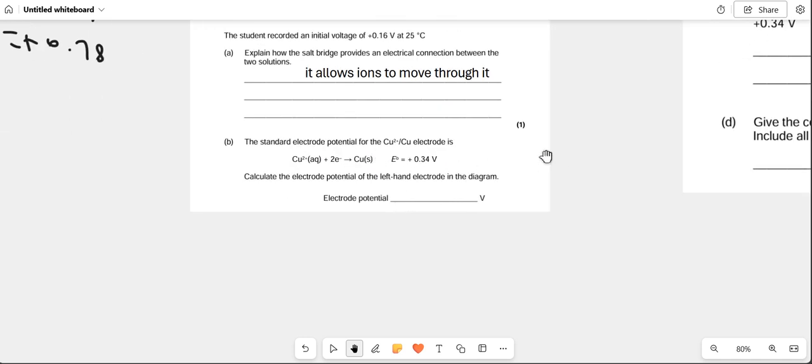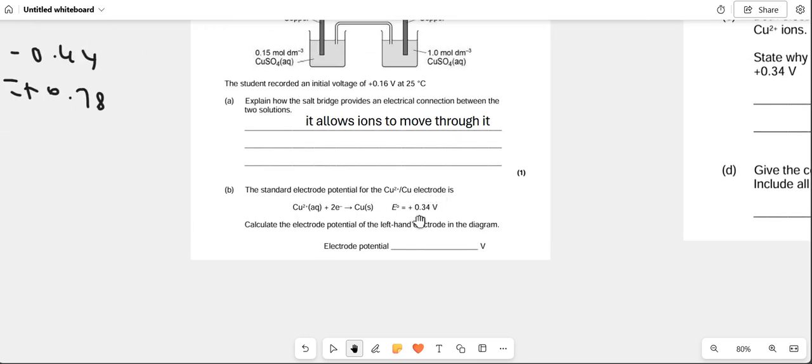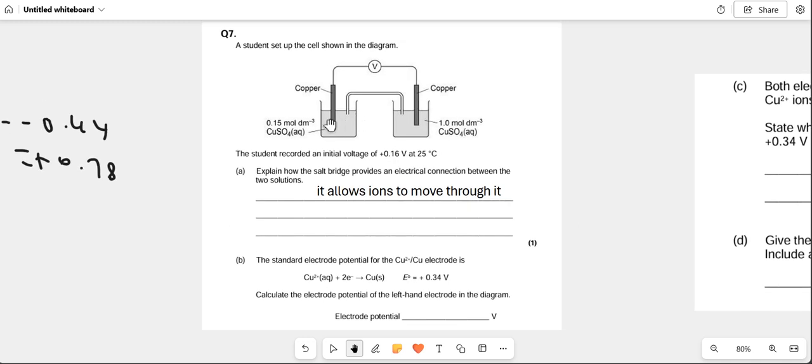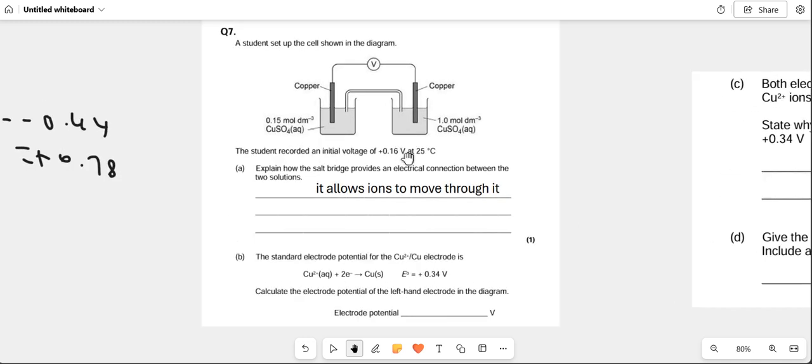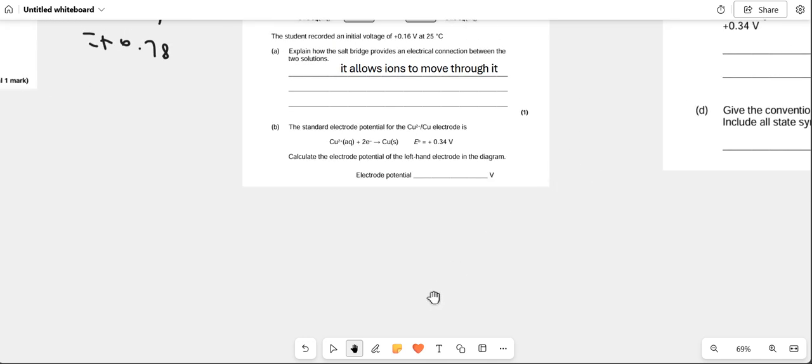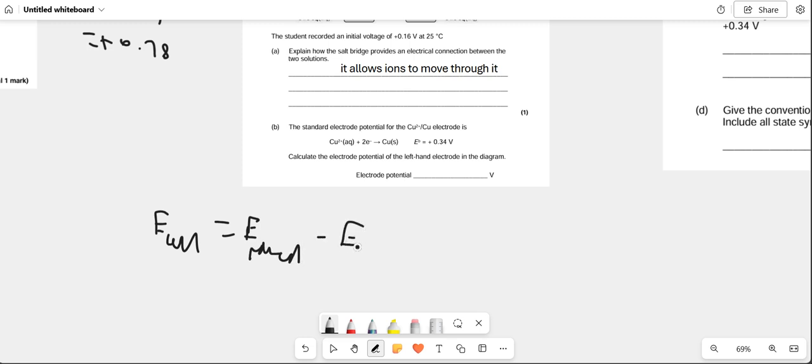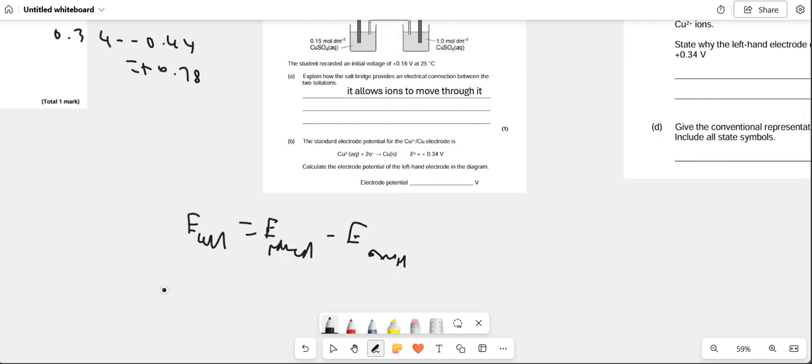The standard electrode potential for Cu2+ is 0.34. So what's it saying here? It's saying calculate the electrode potential for the left-hand electrode in the diagram. He recorded an initial voltage of 0.16. So again, E cell is equal to E of reduced minus E of oxidized. He recorded a voltage of 0.16, so that's E cell, 0.16 here.